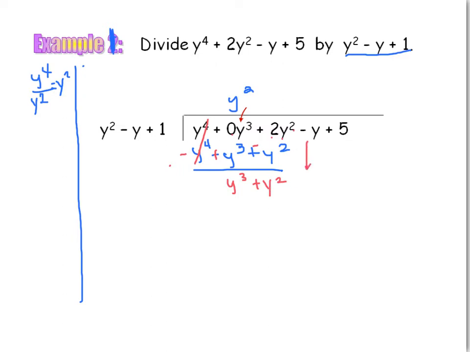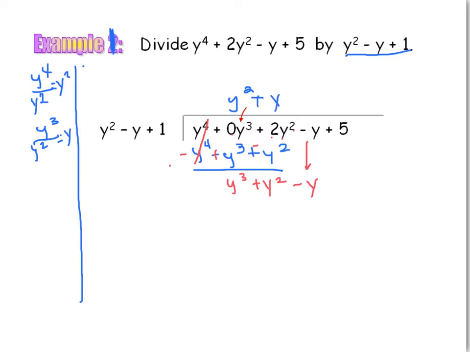Bring down the next term. Go back to your margin. So now we have y cubed as our new first term. Y squared is our same outside term. And we simplify, and we get y. So we put a positive y up here.